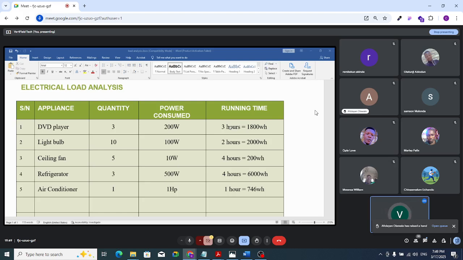Remember, we said load analysis is a calculation or series of calculations. Our client again, Mr. Felix, has invited us to his facility, and on getting there, we asked him the first question, his energy need. He has told us he wants to power up these 5 appliances: 1, the DVD player; 2, the light bulb; 3, the ceiling fan; 4, the refrigerator; and 5, the air conditioner.